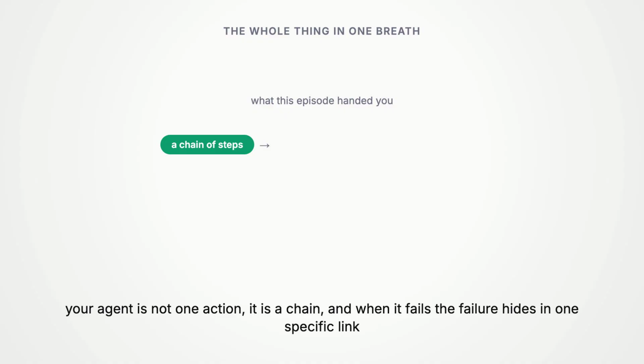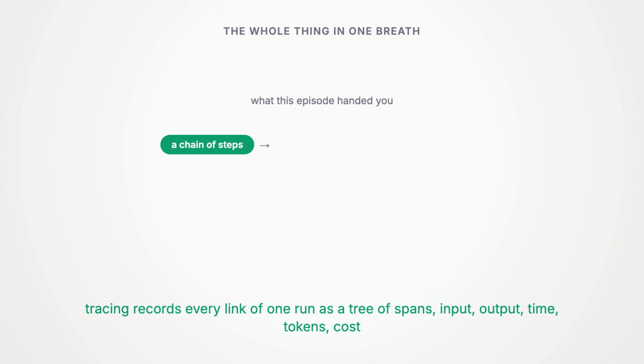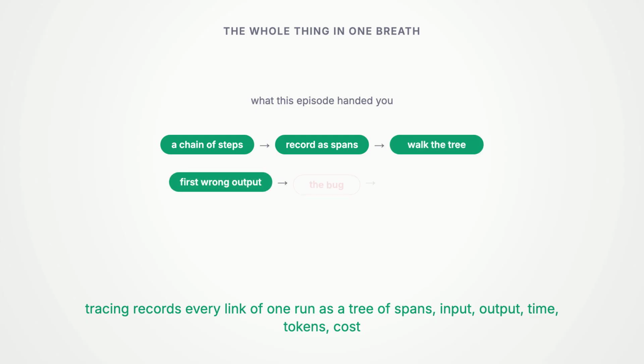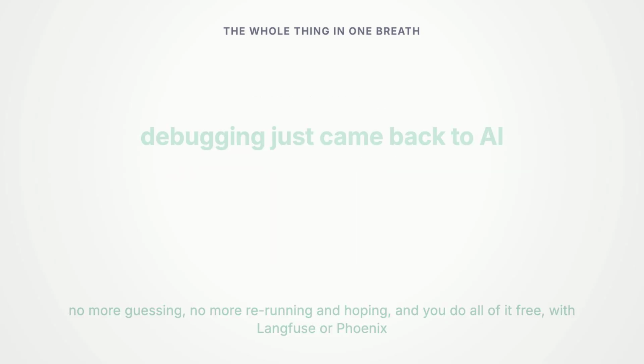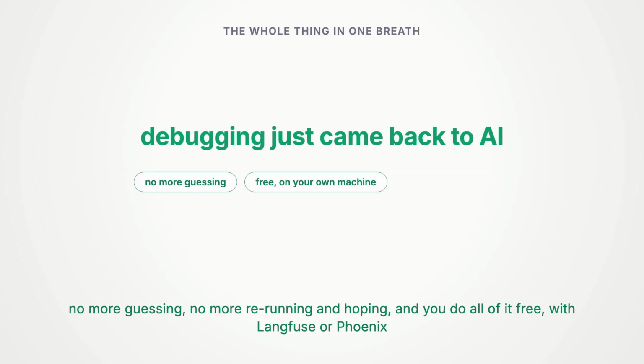Your agent is not one action, it is a chain of them, and when it fails, the failure is hiding in one specific link. Tracing records every link of one run as a tree of spans, each holding the exact input it got and the exact output it gave, plus its time, its tokens, and its cost. You read that tree, you walk down to the first step whose output went wrong, and that right there is your bug. No more guessing, no more rerunning and hoping. And the best part, you do all of it free, on your own machine with Langfuse or Phoenix. Debugging just came back to AI.